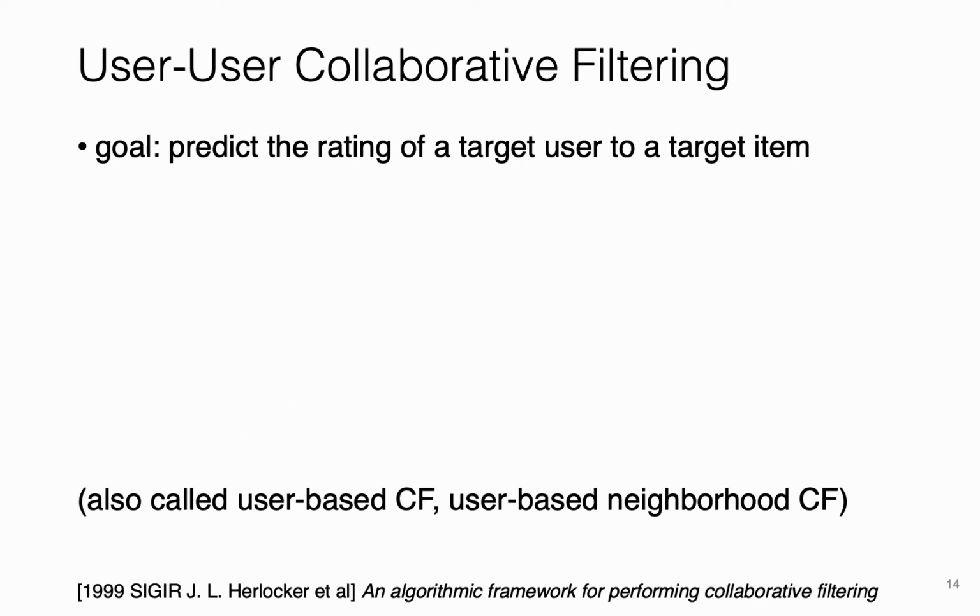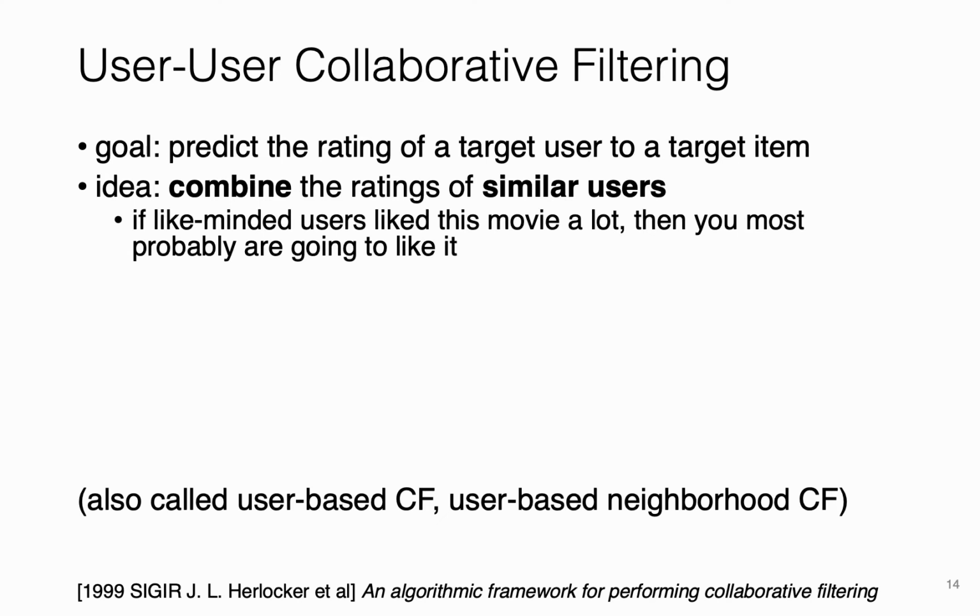Generally, in collaborative filtering, the goal is to predict the rating of a target user to a target item. In the user-to-user collaborative filtering approach, which is also called user-based neighborhood collaborative filtering, the main idea is to identify similar users and then combine their ratings. The intuition is that if like-minded users like a movie, then you are most probably going to like it as well. This comes from the basic assumption of collaborative filtering.